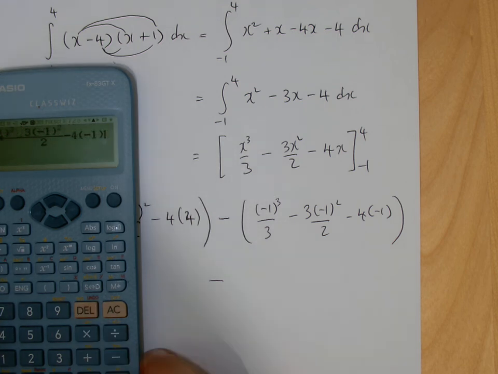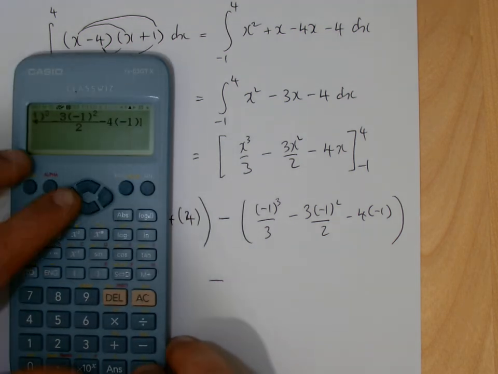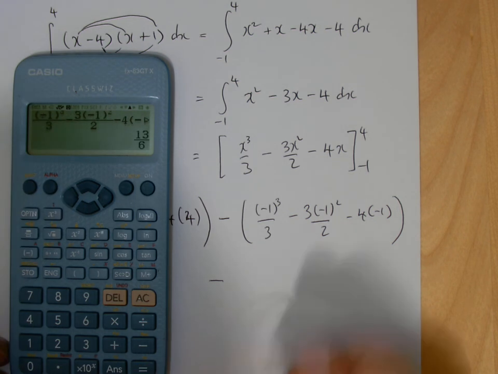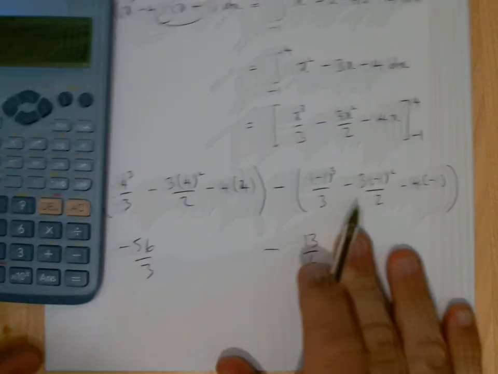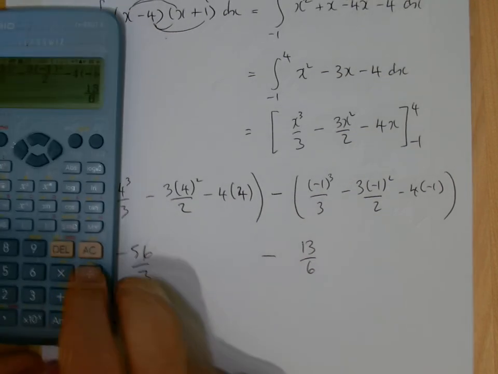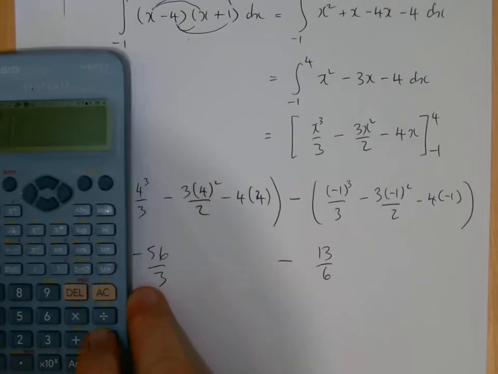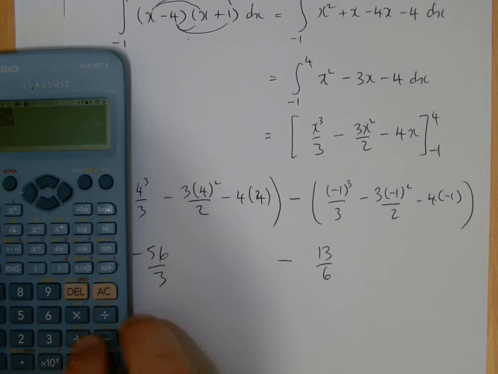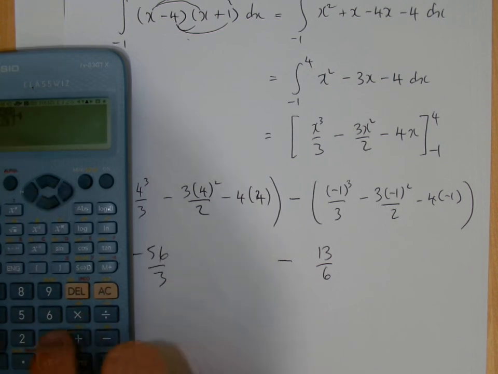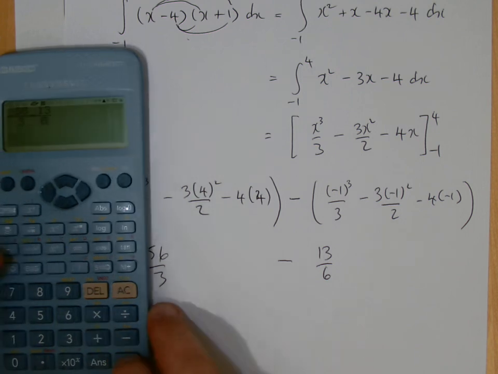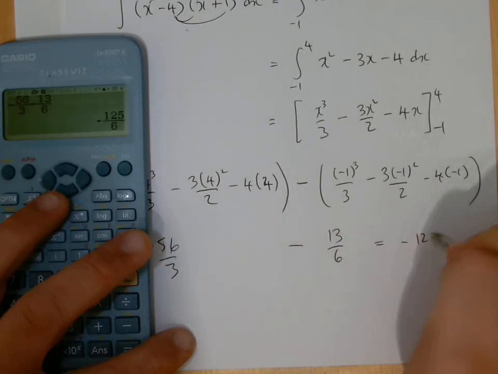Got to be careful there, but using brackets should help us get this right. So I think I've done that right. Yeah, so then that just comes out to be 13 over 6. So we've got minus 56 over 3, minus 13 over 6. If I work that out on my calculator, that comes out to be minus 125 over 6.